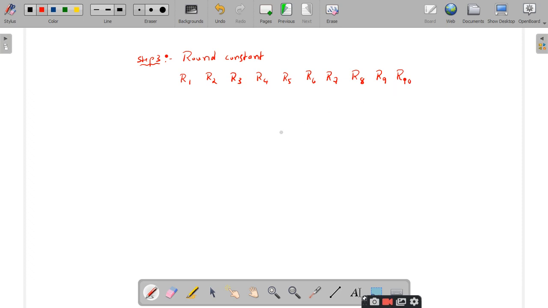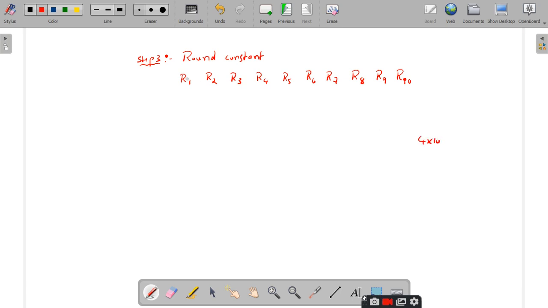Ten rounds, right? Yes, sir. So the round constant matrix is a 4 by 10 matrix. We can take it as a 4 by 10 matrix.